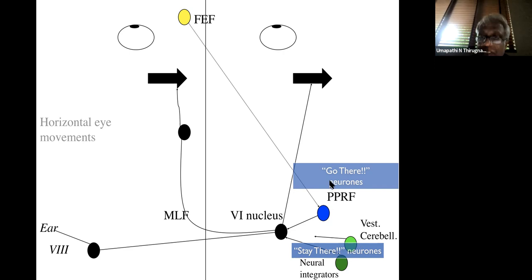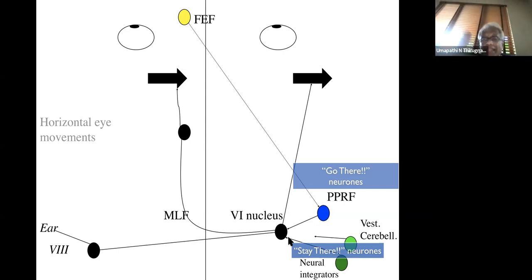For example, in the pons, there's a structure called PPRF. What PPRF stands for doesn't matter. You don't really need to memorize all these things. Just need to remember there are structures that convert these signals, and they are go there neurons. Now this signal is then sent to the 6th nucleus.